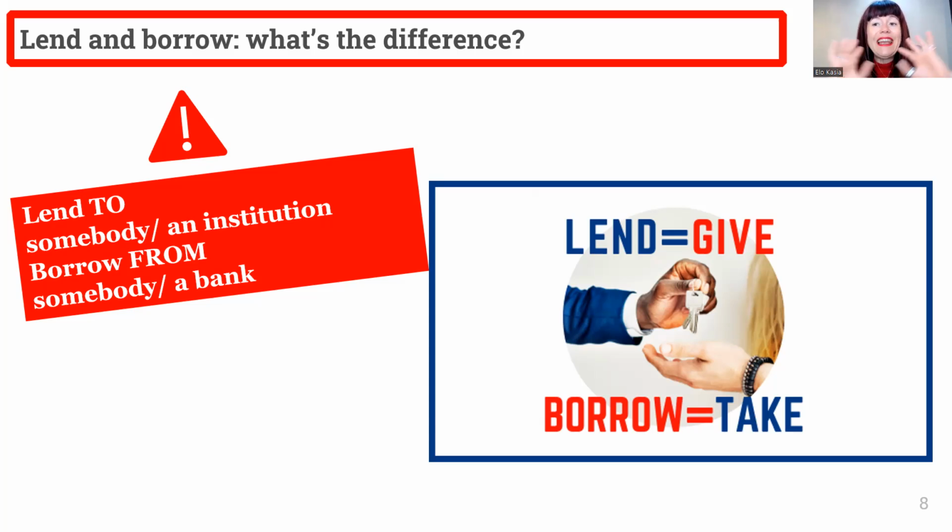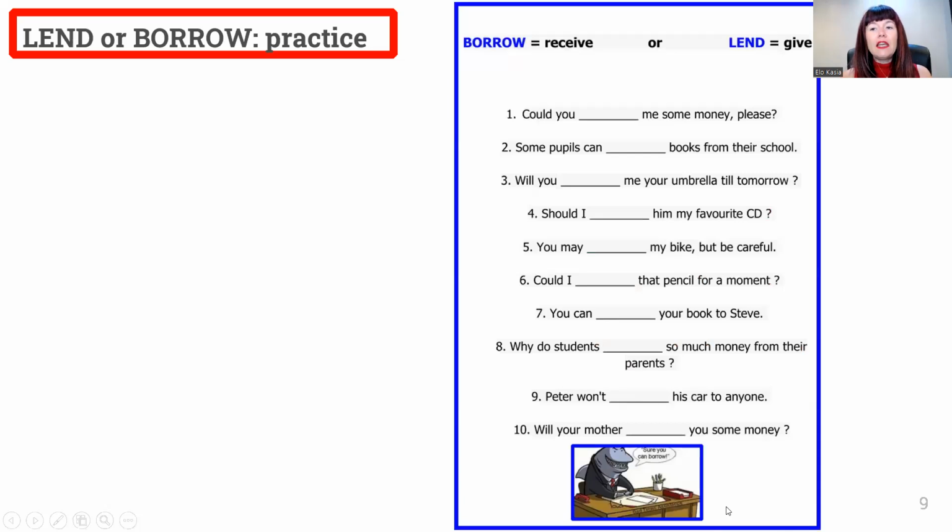So remember, we say lend to somebody, and we borrow from somebody. So lend is to give, borrow is to take. You can see this is a really good picture. Lend is to give and borrow is to take. So we're going to have an exercise in which you are going to practice. Remember, borrow is receive, and lend is give.